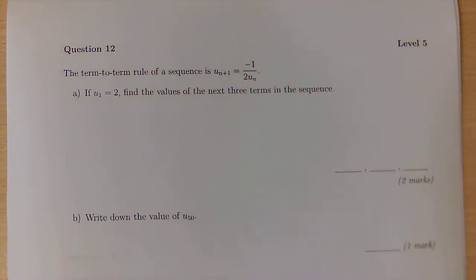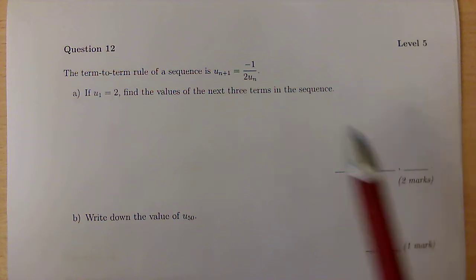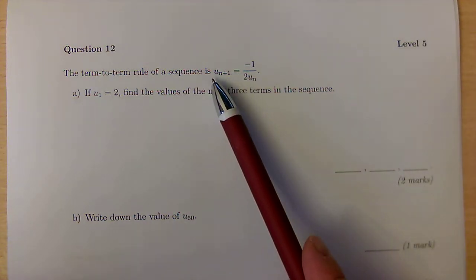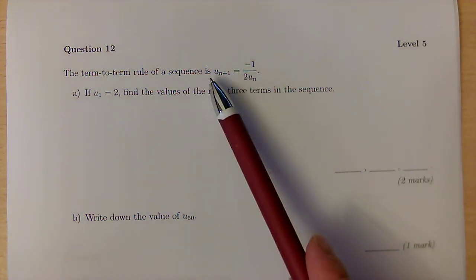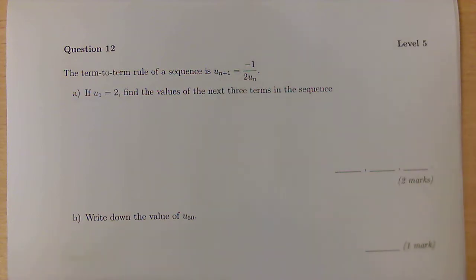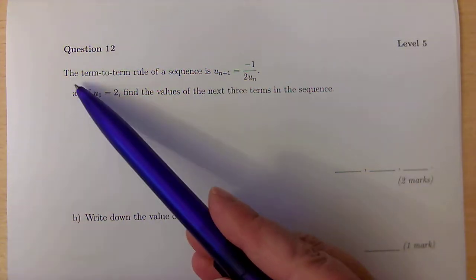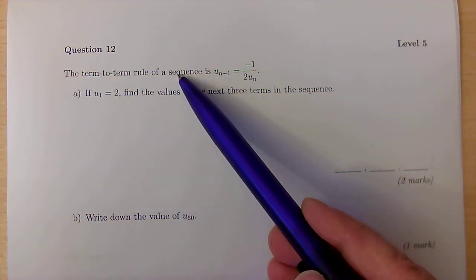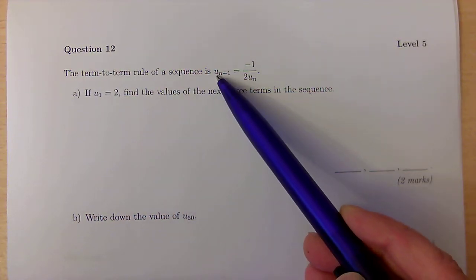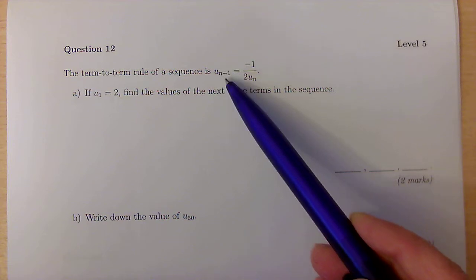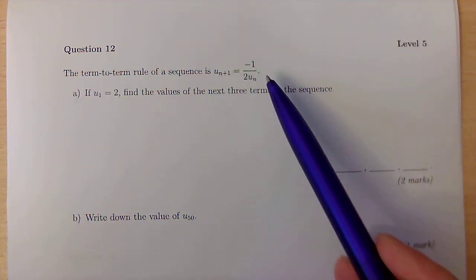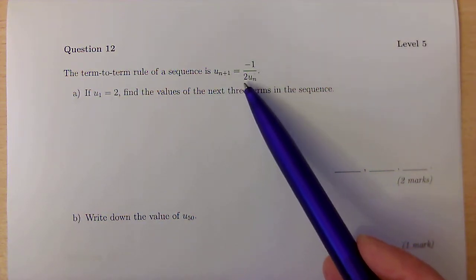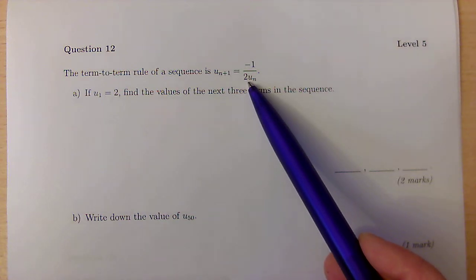Okay, this question might look to you as something very difficult because of the way it's written, but in fact it's a very easy question, so I will explain to you. They're saying the term-to-term rule of a sequence is this: you're getting your next term by dividing -1 by the double of the previous term.